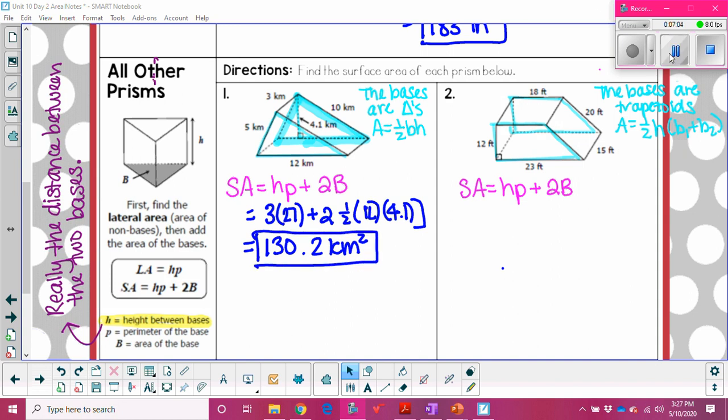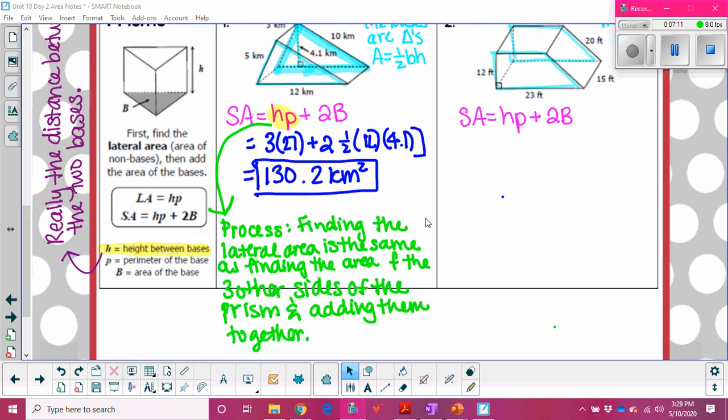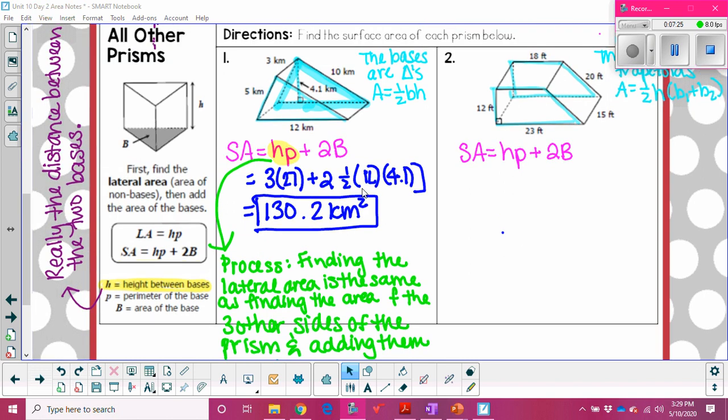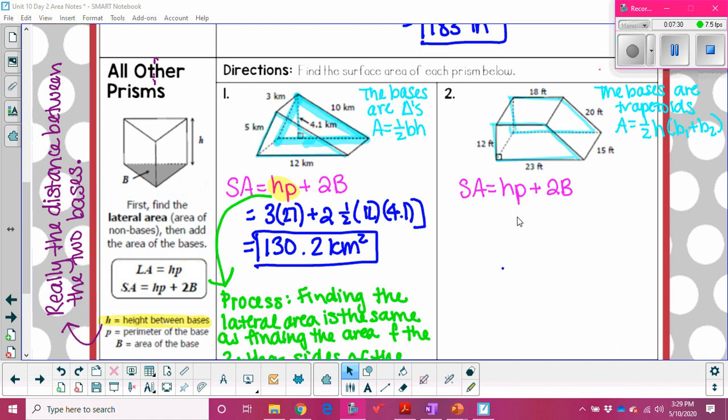Okay, so let's talk about the process of this. Basically the lateral area is the same thing as finding the area of the 3 other sides of the prism and adding them together. That's all lateral area is. It's finding the area of the other parts of the prism that are not the base and adding them together. So this h times p is just a shortcut for that. All right, y'all pause the video for number 2 and work that one out, and then check your answer.